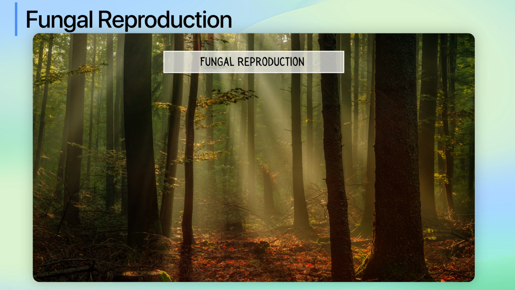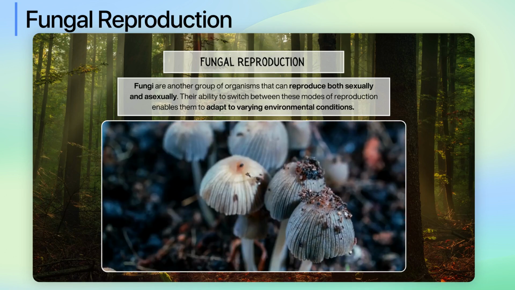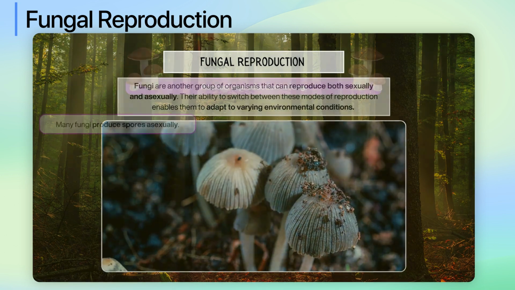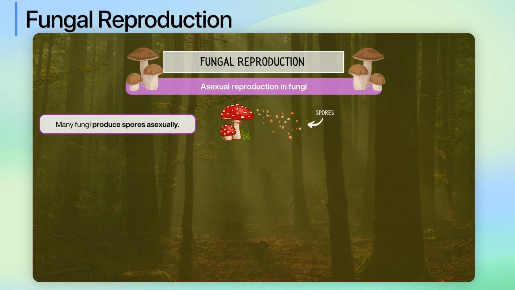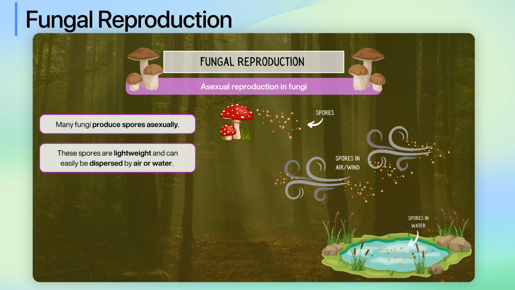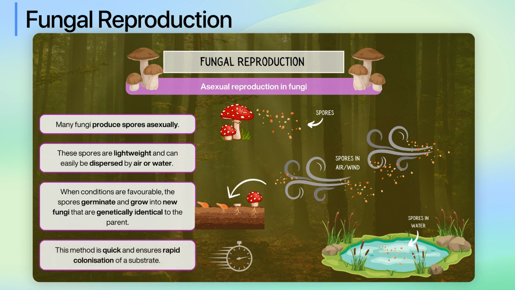Let's look at fungi. Fungi are another group of organisms that can reproduce both sexually and asexually. Their ability to switch between these modes of reproduction enables them to adapt to varying environmental conditions. Many fungi produce spores asexually. These spores are lightweight and can easily be dispersed by air or water. When conditions are favorable, the spores germinate and grow into new fungi that are genetically identical to the parent. This method is quick and ensures rapid colonisation of a substrate.